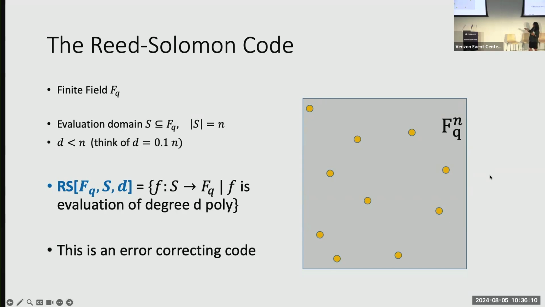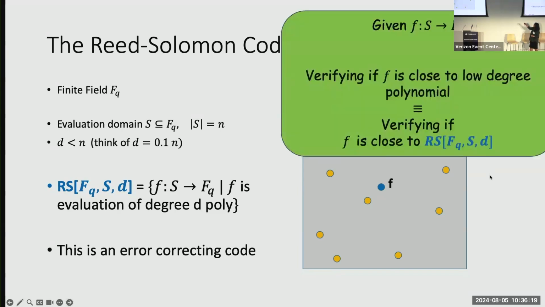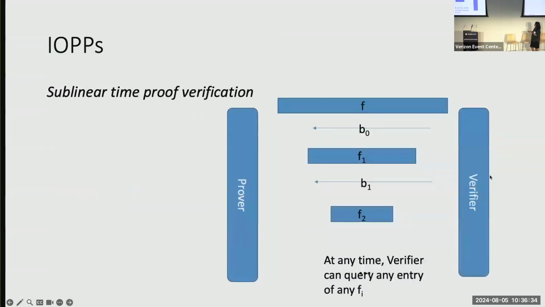That's the Reed-Solomon code. We'll be talking about this code a lot. We just heard a talk from Madhu about it as well. And now the question of, given query access into f, determine if it's close to a low degree polynomial or not is equivalent to verifying if this function f is close to a codeword of the Reed-Solomon code. Okay, so that's the problem we are most interested in.